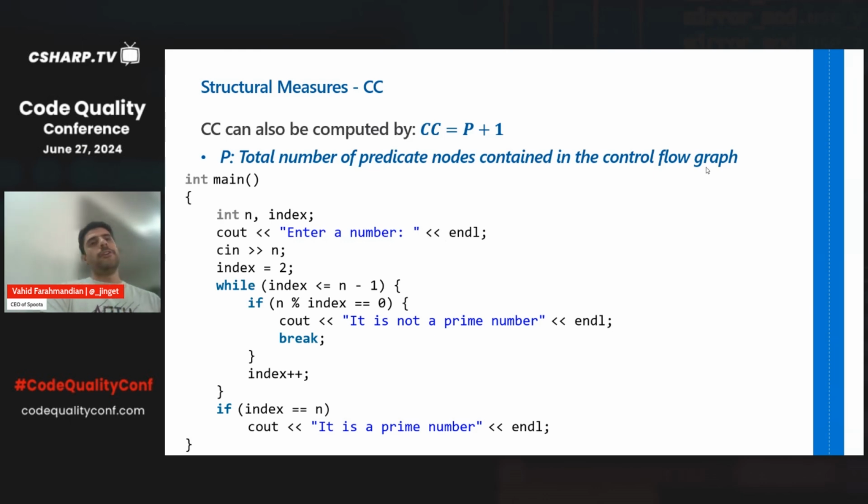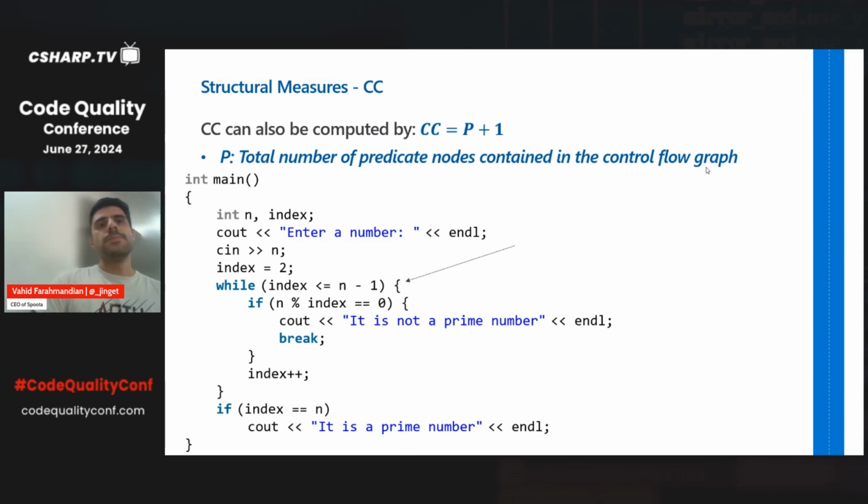It's not very easy to do this in our code or in our code evaluation. This formula, CC is equal to P plus 1, is very functional and very useful. P is the number of predicate nodes contained in the control flow of the code. Okay, we have some code here. There are many lines of code here. It's not very important. Let's count the number of predicate lines in our graph.